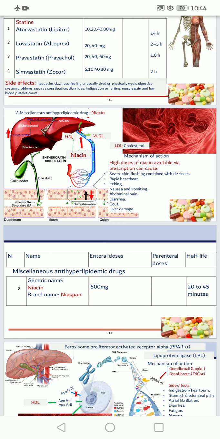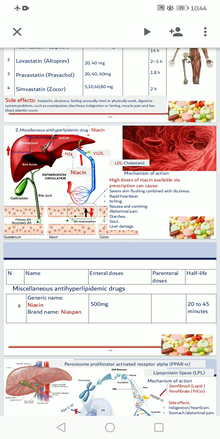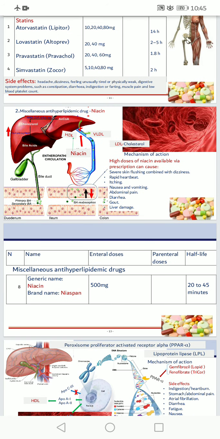What are the side effects of niacin? High doses of niacin, available by prescription, can cause side effects: severe skin flushing combined with dizziness, rapid heartbeat, itching, nausea and vomiting, abdominal pain, diarrhea, gout and liver damage. One cause of the flushing is prostaglandin release, which results in vein dilation. Niacin competes with uric acid excretion by the kidney, causing hyperuricemia and gout. Lastly, niacin causes liver toxicity. These are also side effects of niacin.